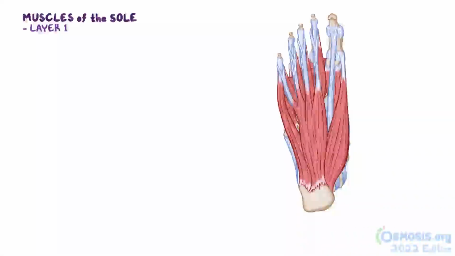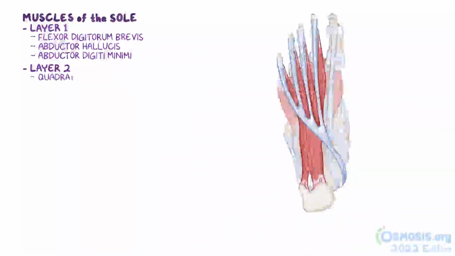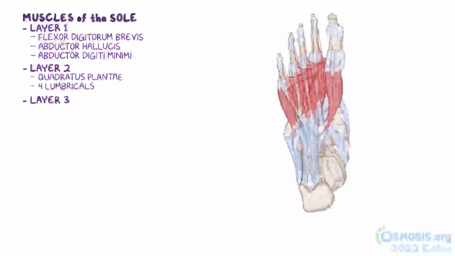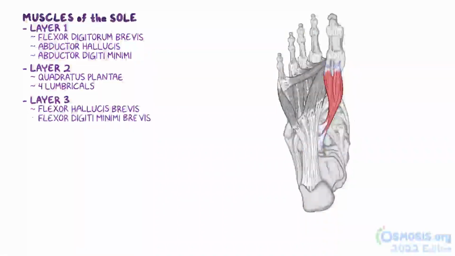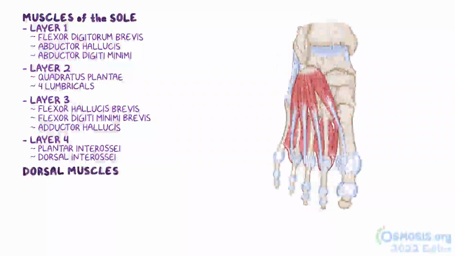The muscles of the sole can be divided in 4 layers. The first layer consists of 3 muscles: flexor digitorum brevis, abductor hallucis, and abductor digiti minimi. The second layer contains the quadratus plantae muscle and the group of 4 lumbricals. The third layer includes another 3 muscles, the flexor hallucis brevis, flexor digiti minimi brevis, and adductor hallucis muscles. And the fourth layer is made up of the plantar and dorsal interossei. The dorsal region only has 2 muscles, the extensor digitorum brevis and the extensor hallucis brevis.